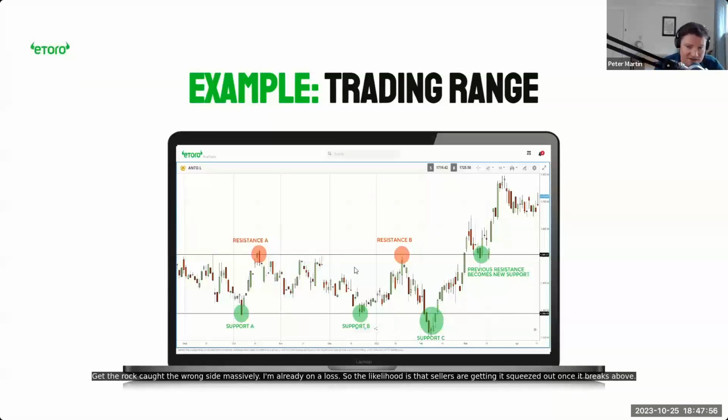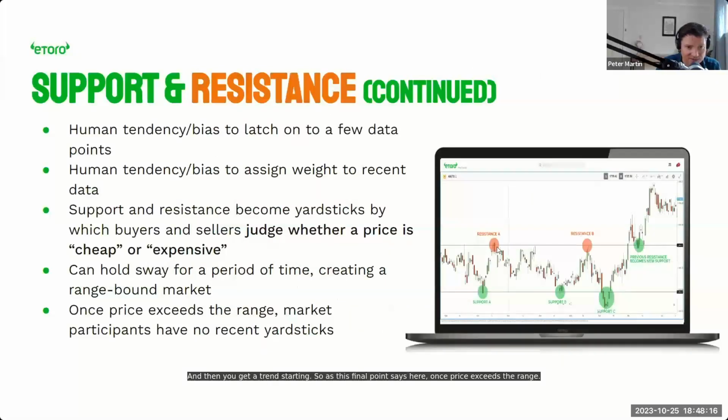So the likelihood is that sellers are going to get squeezed out once it breaks above, because any smart trader who's been trading the range probably knows, well, once it's broken out, I've got to cut my losses. So anyone who's short there might become a buyer themselves as they get rid of their short position. So they get additional buying, and then you get a trend starting.